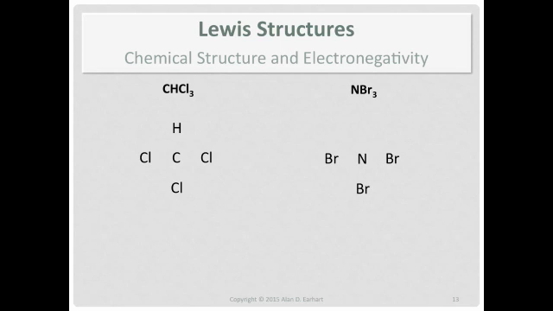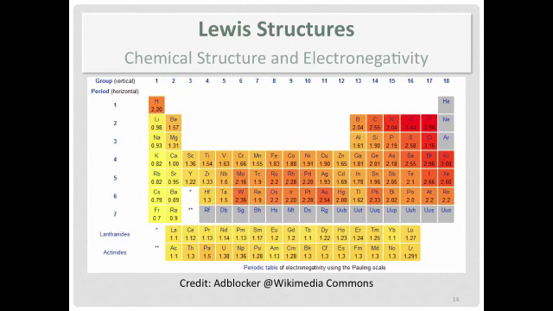NBr3. Nitrogen is the central atom, and you get the 3 bromines around nitrogen. But if you look at the electronegativity values, nitrogen has a greater electronegativity than bromine does. Okay, so it's not perfect.